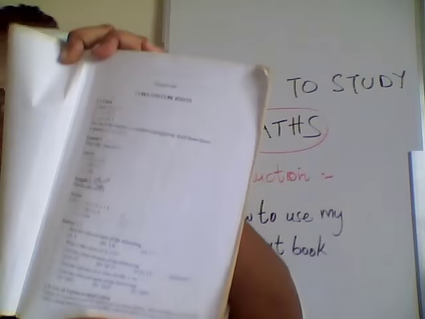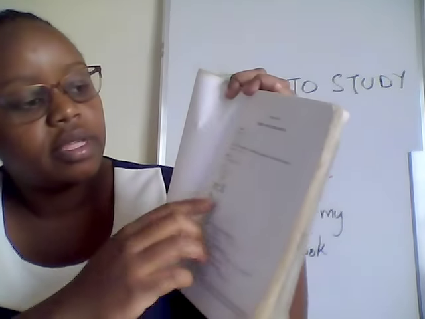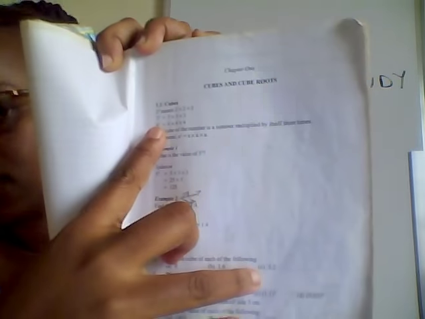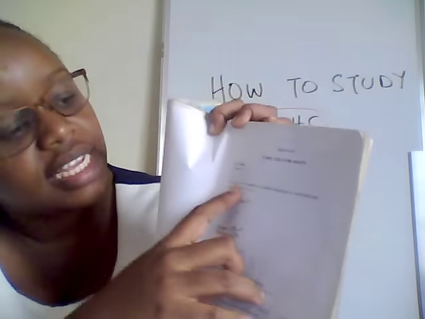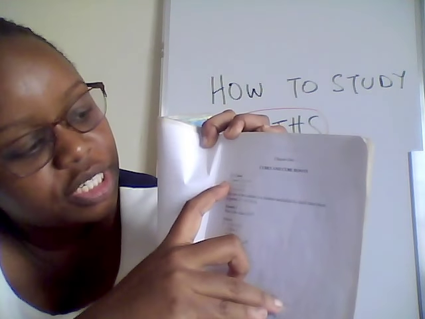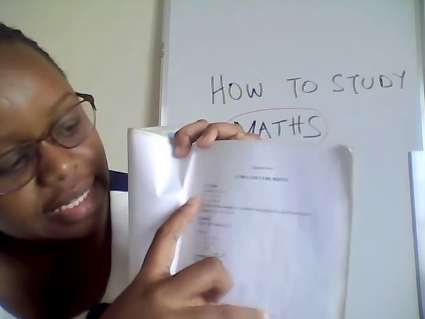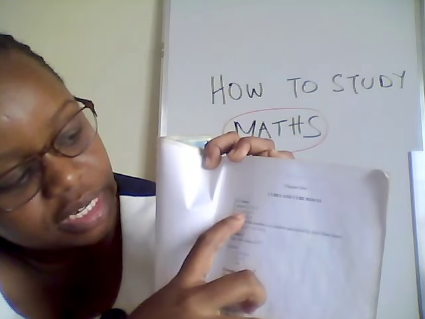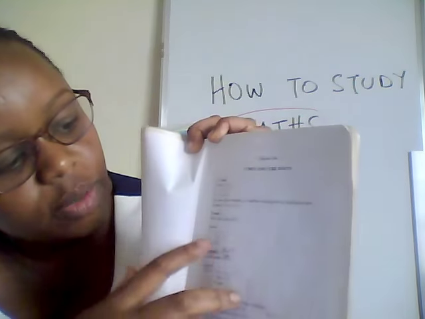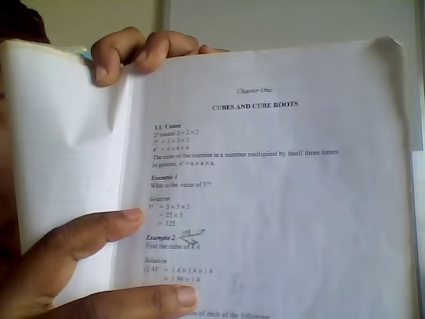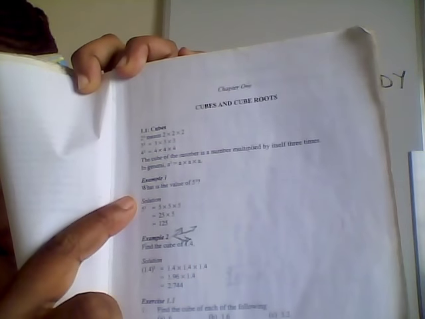Topic 1, cube and cube roots. So there is the definition for cubes. So they're telling us that cubes, it means if it's 2 cubed, it means 2 times 2 times 2. It's there. 3 cubed means 3 times 3 times 3. It's there. So by the time I get to the example, see the example. Question is, what is the value of 5 cubed?